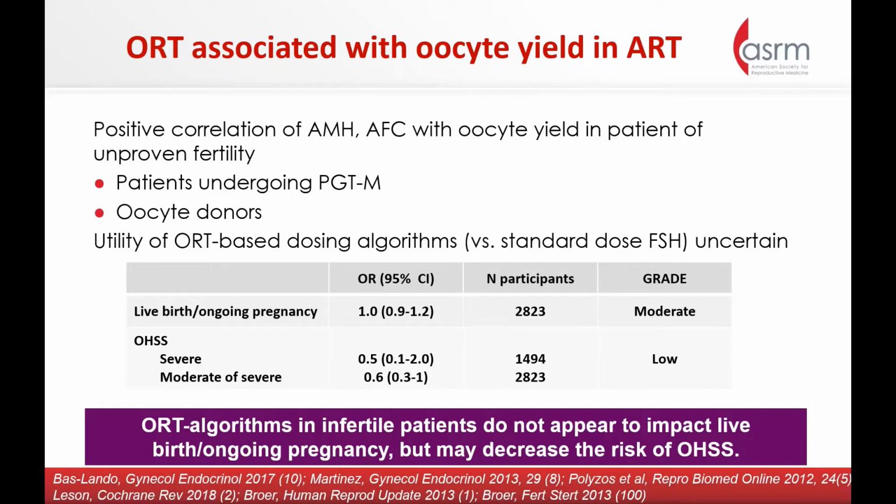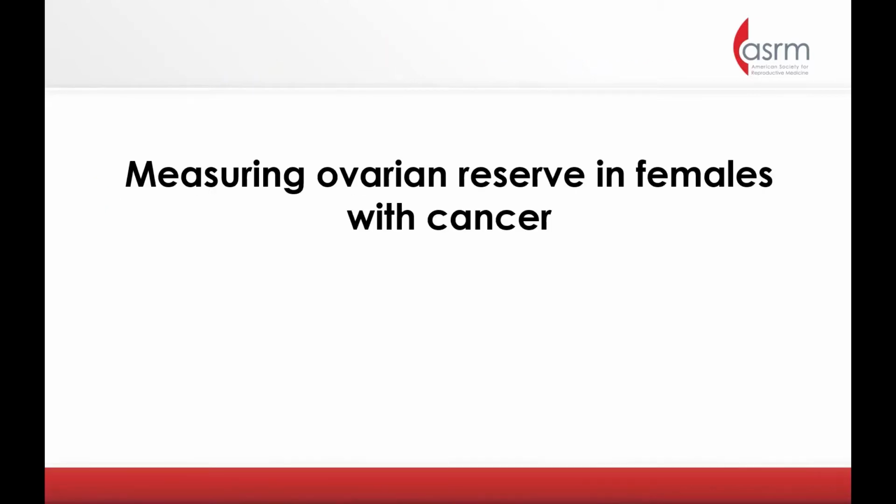So the take-home is that ORT algorithms in infertile patients don't appear to impact the live birth or ongoing pregnancy, but may, with a better powered set of studies, decrease the risk of OHSS. So understanding that's what the utility is in women who don't have a history of cancer, I would want to turn our attention to measuring ovarian reserve in females with cancer.